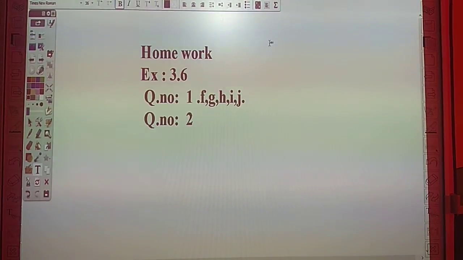Next one, our homework part is exercise 3.6. Question number 1: F, G, H, I, J. And then question number 2.